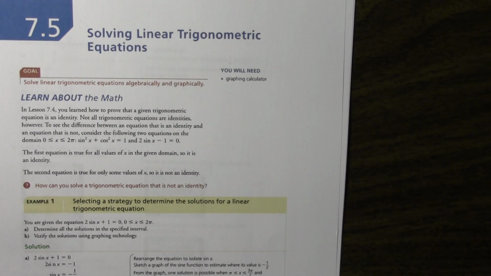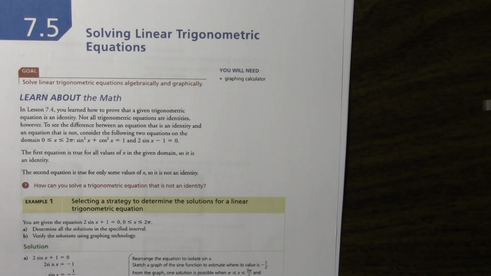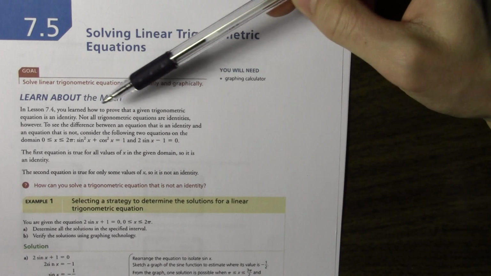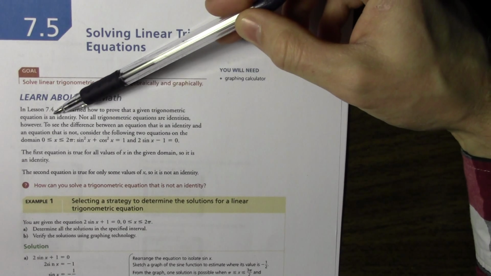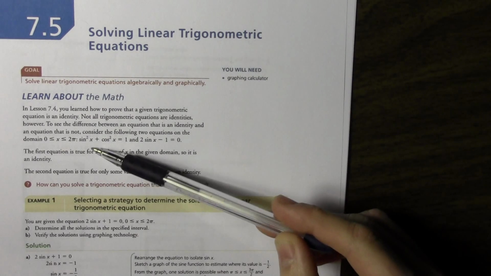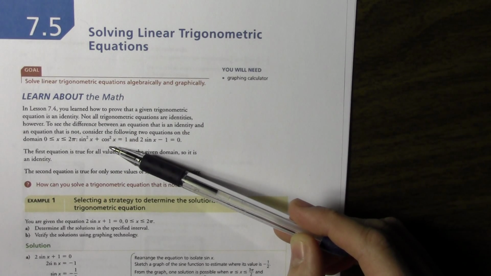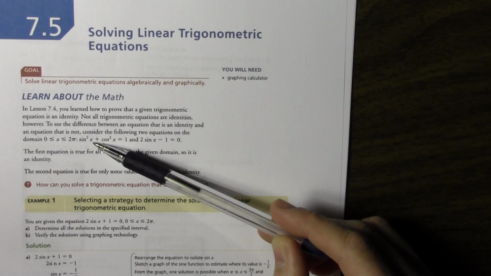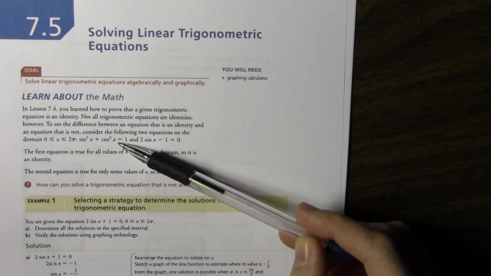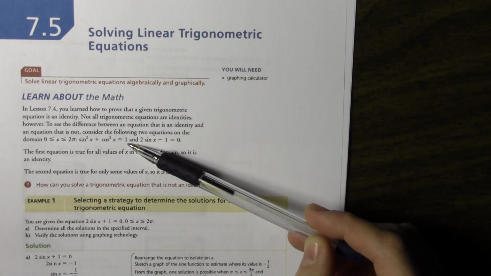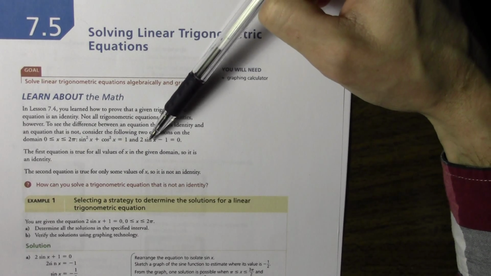Okay, 7.5, solving linear trigonometric equations. We learned in lesson 7.4 how to prove a trigonometric equation is an identity. That's when all the x values are true for the given equation. So for sine squared x plus cos squared x, any value of x will result in the value of 1. For other equations, that's not quite the case.